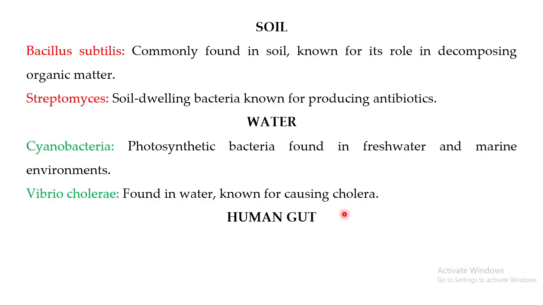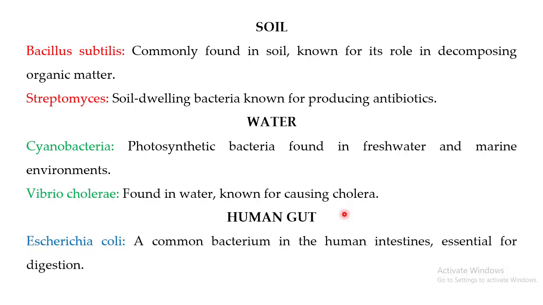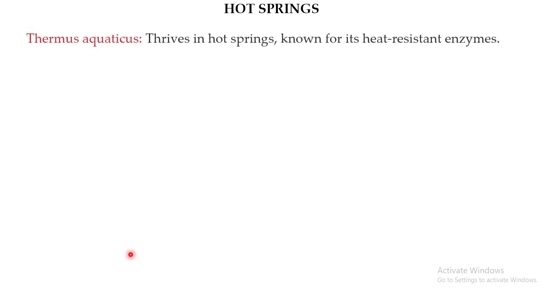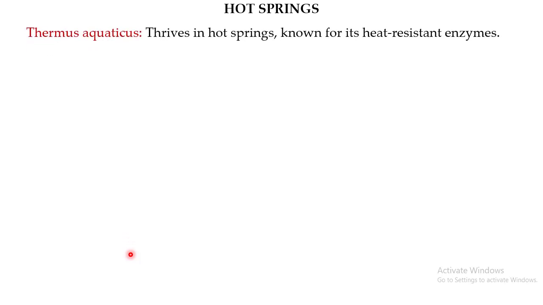The third habitat would be the human gut, where you can have a lot of prokaryotic cells. For example, Escherichia coli is a common bacterium in the human intestine and is very essential for human digestion. Another habitat is hot springs. Thermus aquaticus is one example that thrives in hot springs and is known for its heat resistant enzymes. If you have ever heard about PCR, the polymerase chain reaction, where we use Taq polymerase, we isolate that Taq polymerase, which is heat resistant, from Thermus aquaticus.